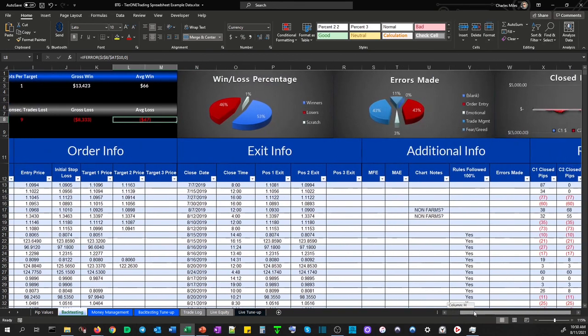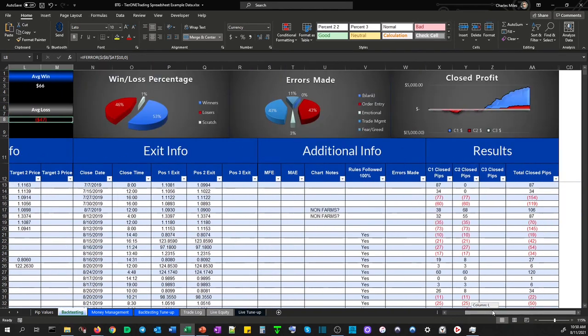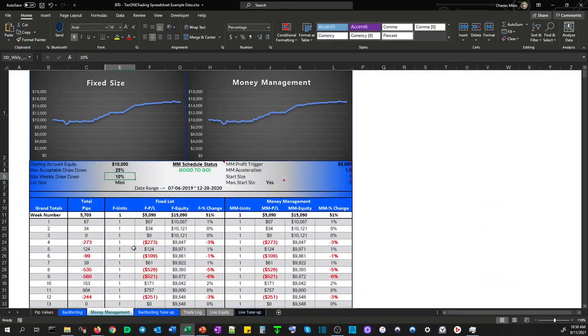We can also log errors if we had any errors made with your back testing. So it could be possible if you go back and review, although probably more of a real-time thing. And of course, we can see our closed profit. Now, we can also see the graph here, but I'm going to go to the money management tab, and we can see the different representations of doing different things.